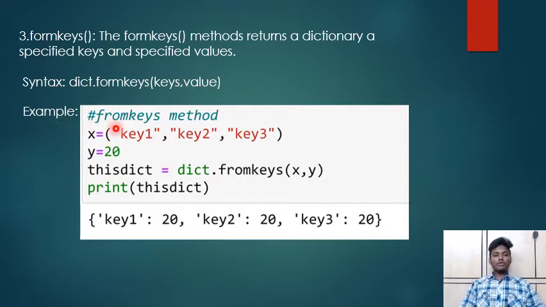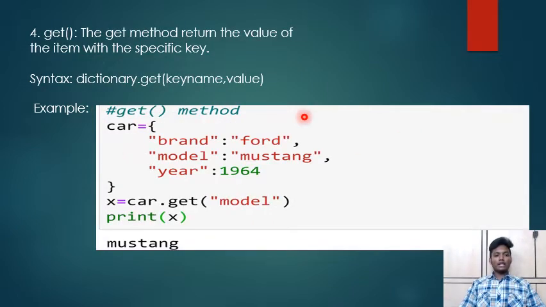For example, in the fromkeys method, x equals key 1 in double quotations, key 2 and key 3, and we can give the value input y equals 20. Then dict equals dict dot fromkeys x comma y, and we print this dict. We get the output key 1 is 20, key 2 is 20, and key 3 is 20, because we have given the y value 20, and that's why the values of key 1, key 2, and key 3 became the same.